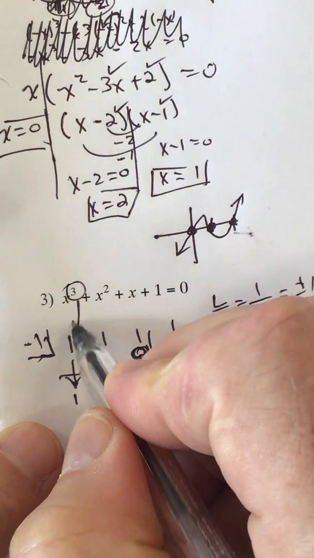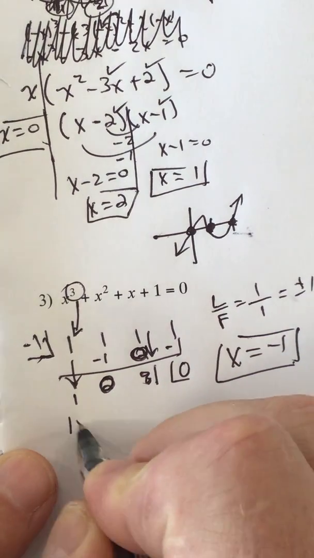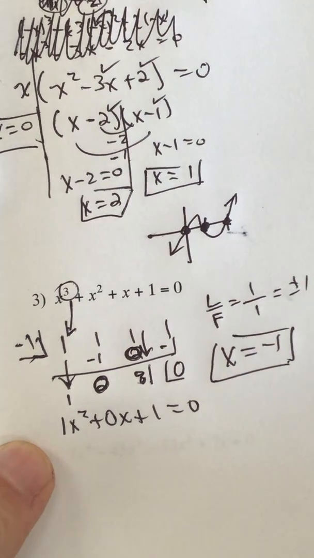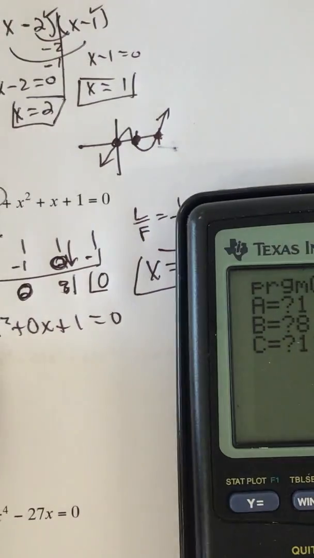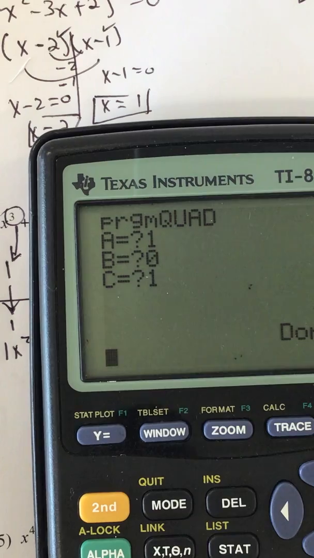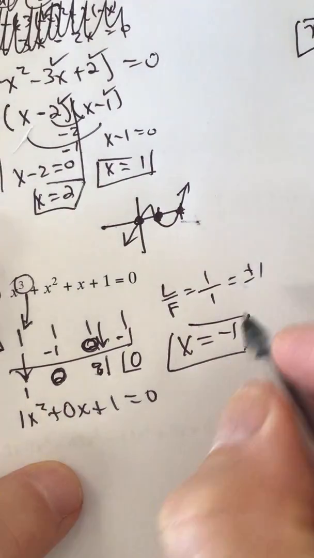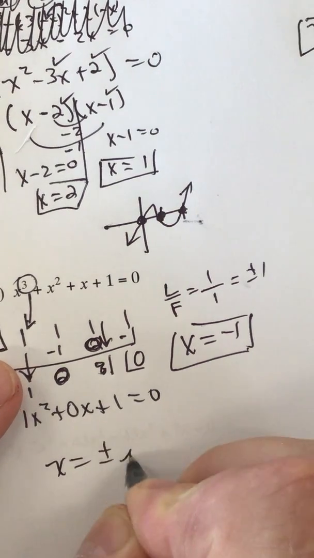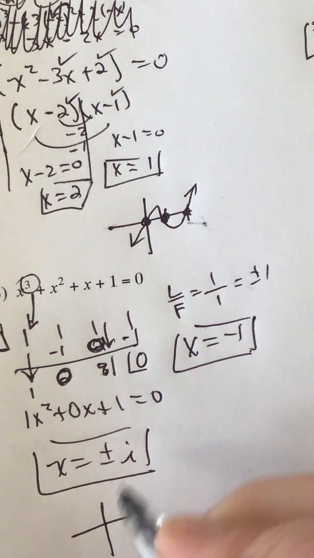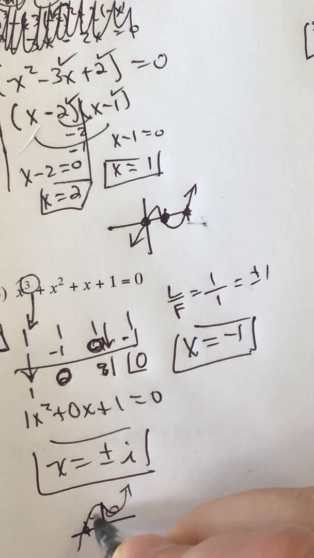Now, this started out as a third degree. We took one out, so this one now is a second degree. So that means 1x squared plus 0x plus 1 equals 0. Okay, have a quadratic formula for that. 1, 0, 1. Put that in. Okay, it's plus and minus i, so they're imaginary. So the other x is plus and minus i. So later on when we graph this, it's going to cross at -1, and then it's got a couple wiggles over here at positive and negative.